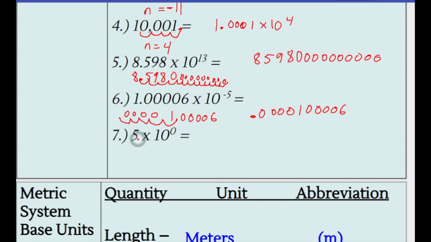Well, here's our decimal, and I got to move my decimal 0 spaces. So I'm just left with 5.